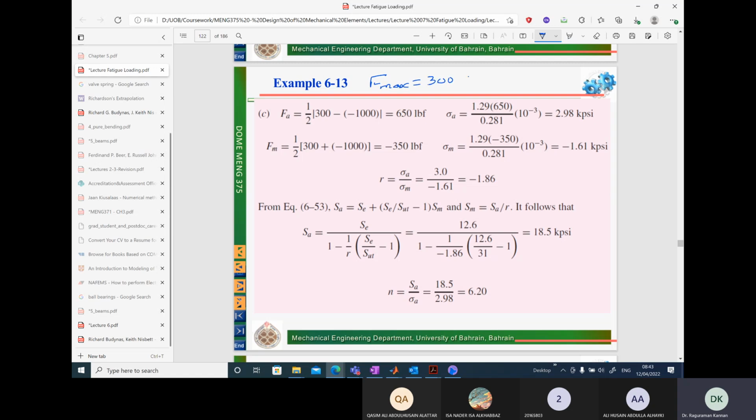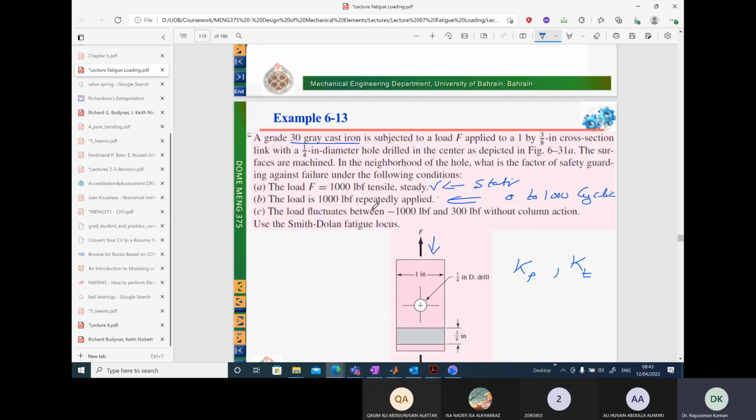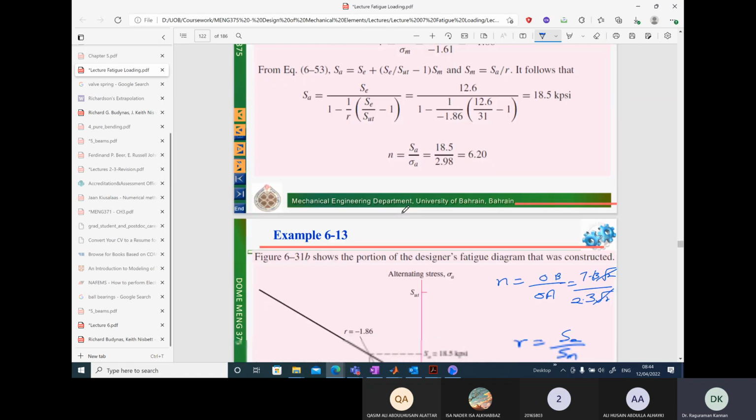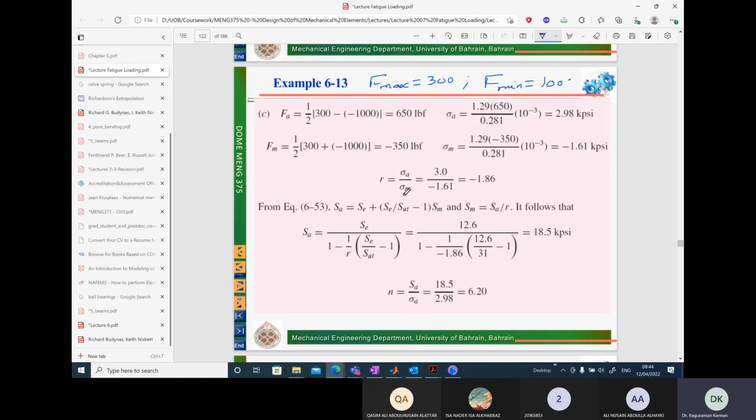F max is 300. F minimum, sorry, minus 1000, right? Negative 1000 value. Okay. So we have the max and minimum value.